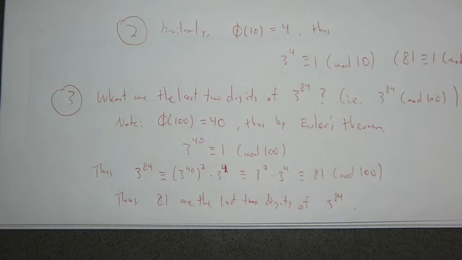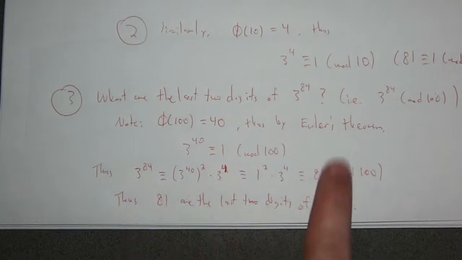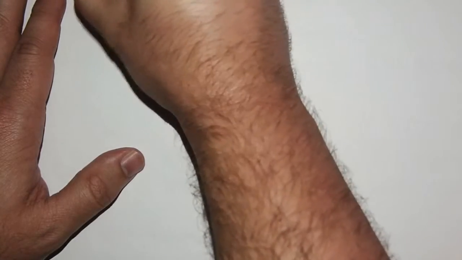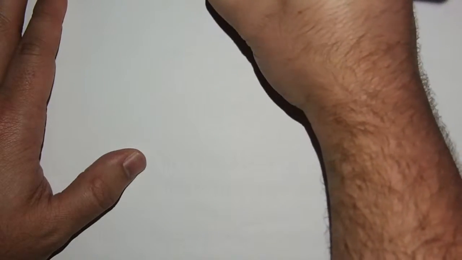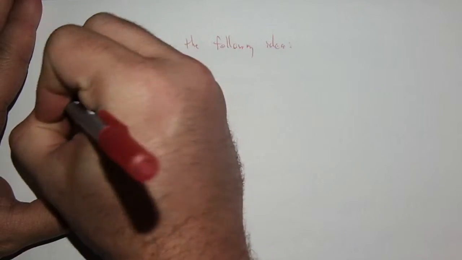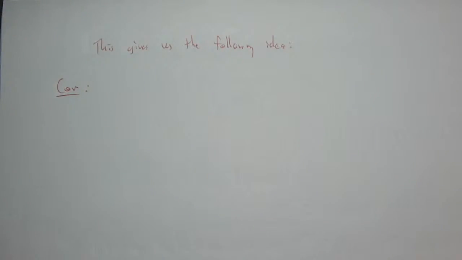Okay. So in fact, you may have caught something here that we did in this last example that reminds you of something that we have done previously using Fermat's little theorem. So actually, this gives us the following idea, which I can phrase as a corollary to Euler's theorem. So I have the following corollary.